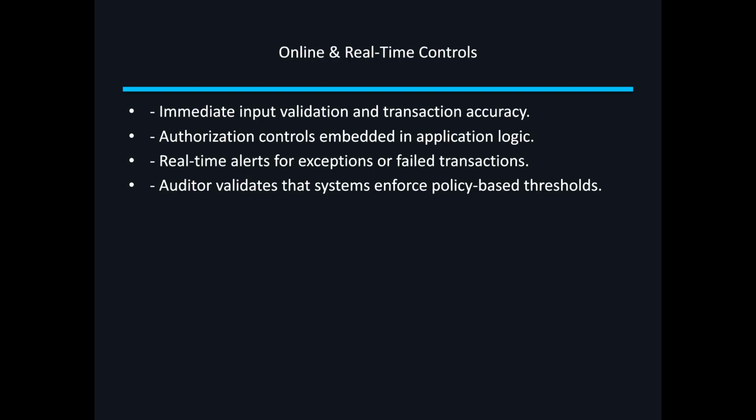So for CISA candidates, remember, processing control ensures data completeness, accuracy, and authorization. Three cornerstones of operational assurance.